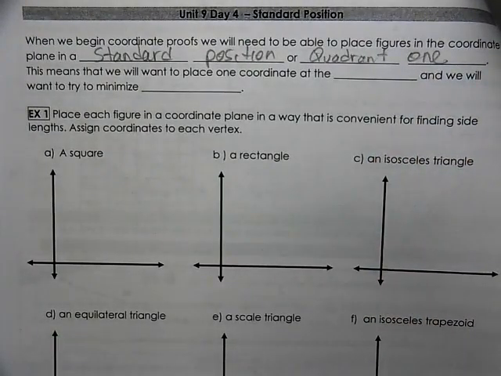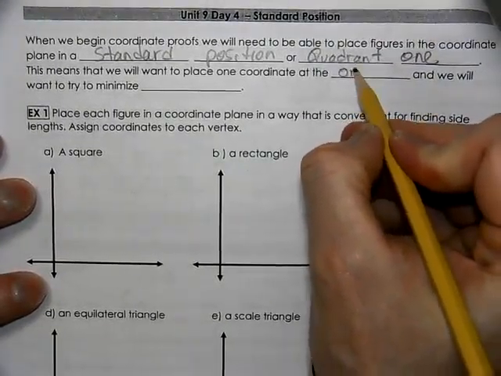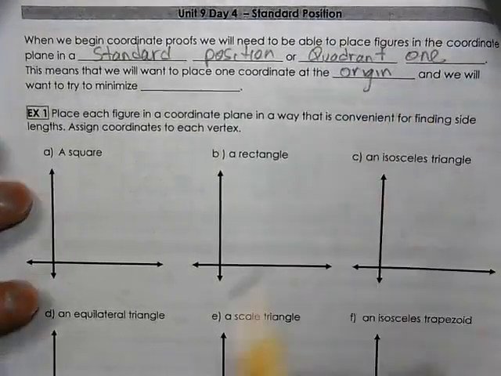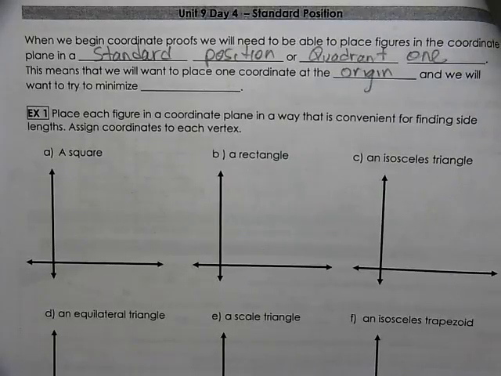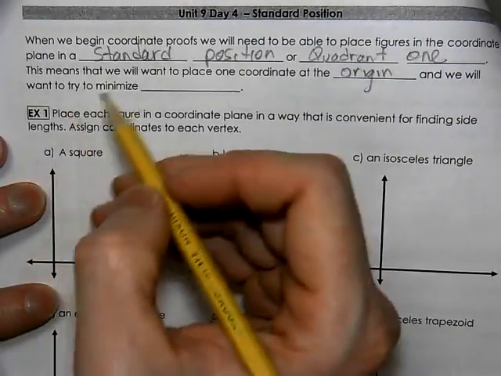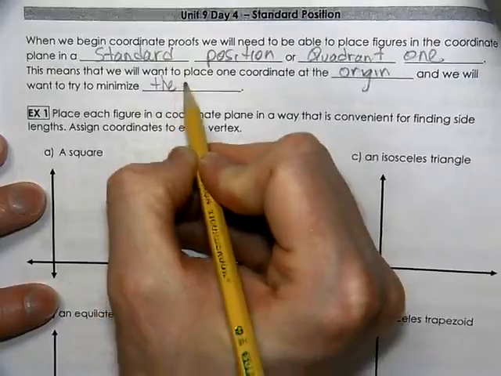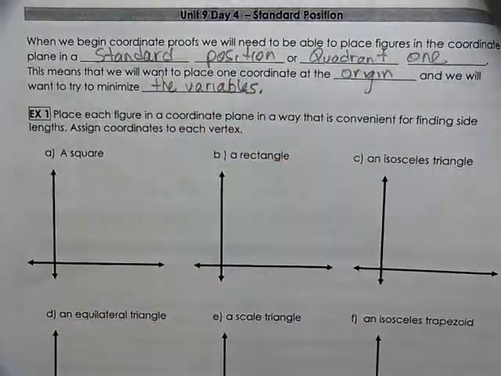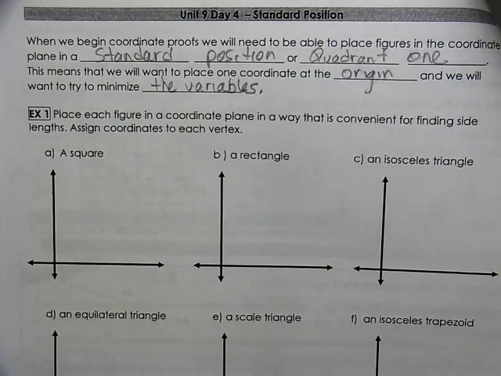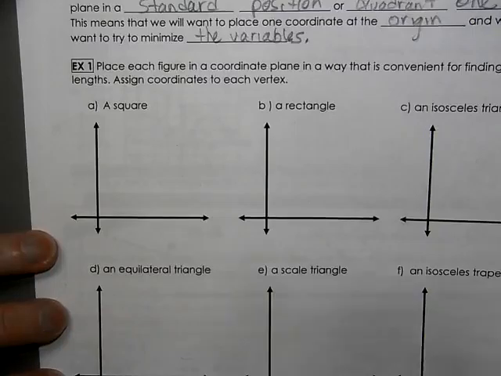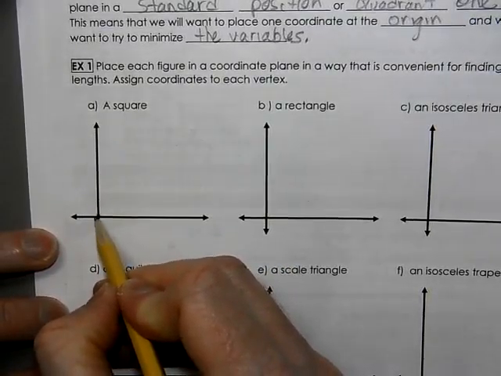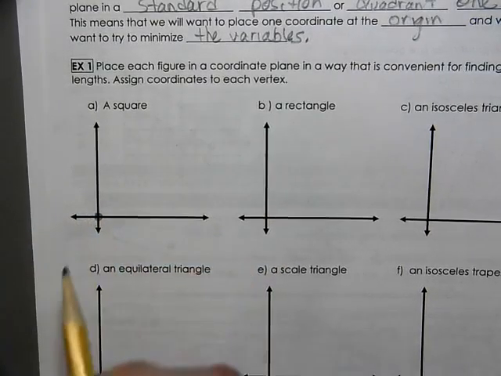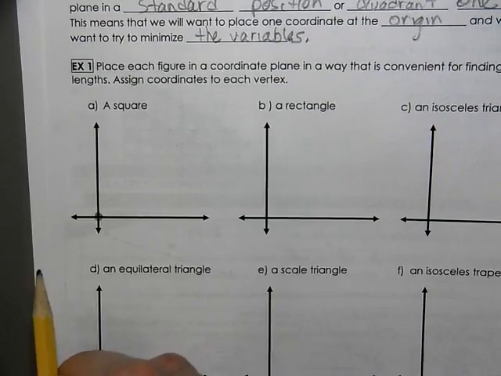This means that we will want to place one coordinate at the origin, and we'll want to try to minimize the variables. So instead of using numbers, we're going to use variables to represent the coordinates of our polygons. So for example, with a square, to be in standard position, we need a point at the origin.